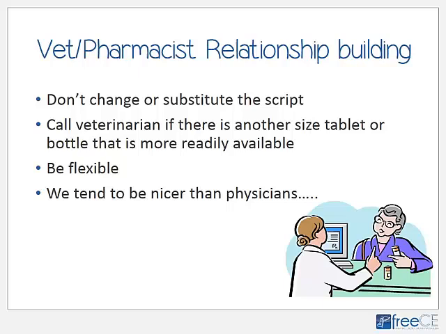Working together, veterinarians and pharmacists can create a synergistic relationship that will really benefit pet health. Veterinarians need to be more aware of pharmacists' needs and be clear with their expectations. Pharmacists should use caution when changing or substituting medications from what is written on the prescription. It is also helpful if pharmacists will call veterinarians if another size tablet or bottle is more readily available compared to the one that is written on the prescription. Both vets and pharmacists need to be flexible but accurate. Also, just between us, veterinarians are nicer than physicians, and we usually come to the phone when you call us.